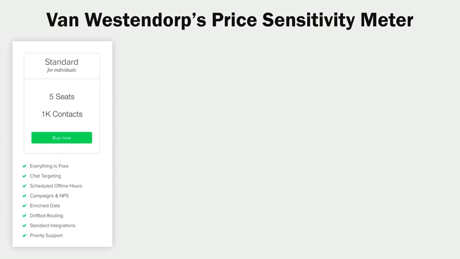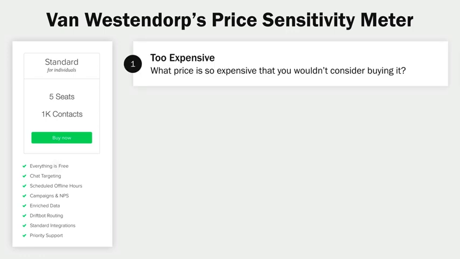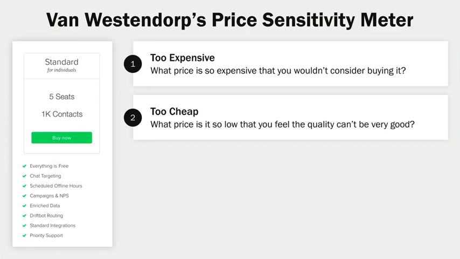We're then going to ask them a series of 4 different questions. The first, at what price would you consider the product to be so expensive that you would not consider buying it? We call this the too expensive data point. The second question is, at what price would you consider the product to be priced so low that you would feel the quality wouldn't be very good? This is called the too cheap data point.